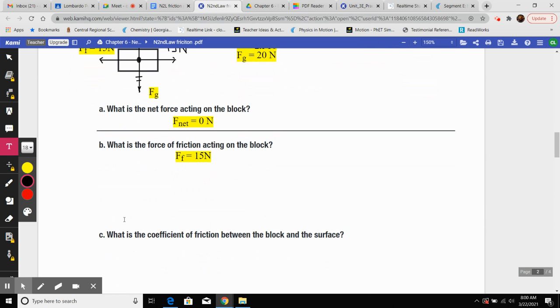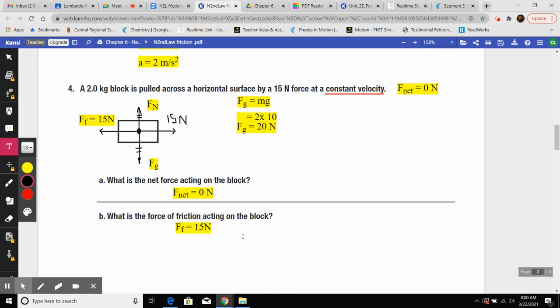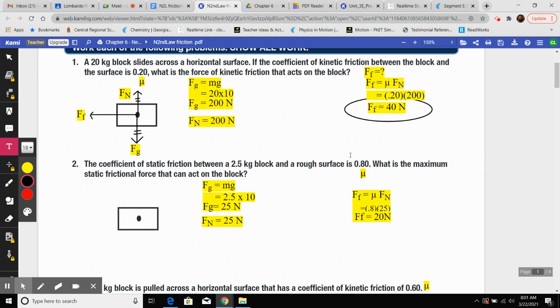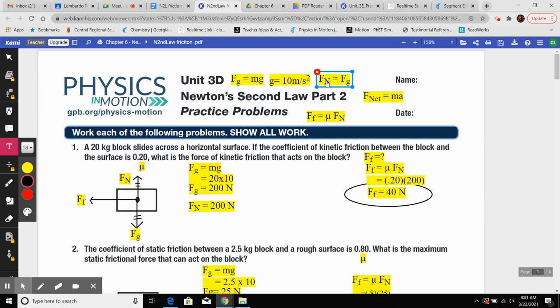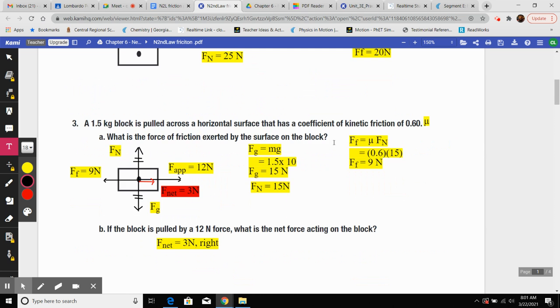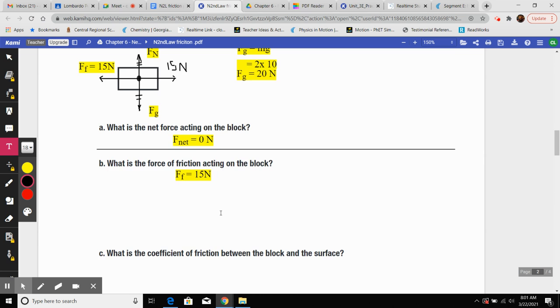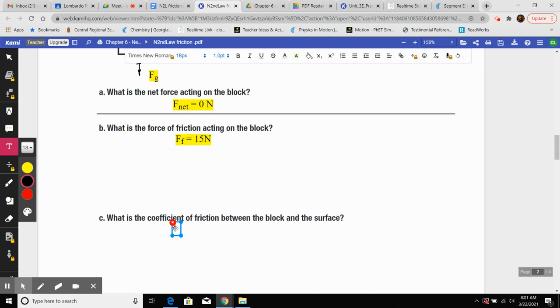And then part C wants to know what the coefficient of friction is between the block and surface. Okay, so if we know that the weight is 20 newtons, what does that mean our normal force is going to be, if normal force and weight are the same? Good, okay, so we're going to need that. F sub N is equal to 20 newtons. I'm just going to recopy this friction thing again. We're going to use that as well.